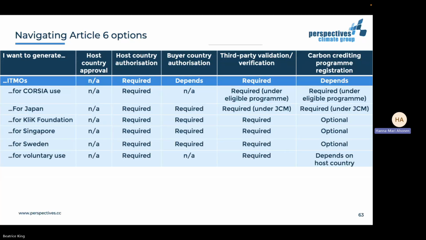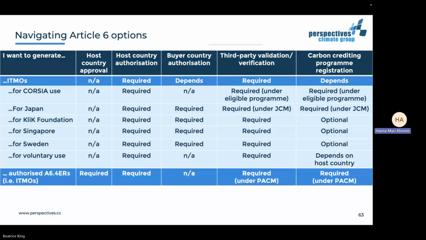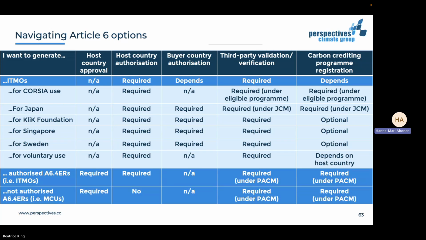Now, if you want to generate Article 6.4 ERs under the PACM, and you want them to be authorized as ITMOs, you have to tick both the ITMO box and the PACM box. So you always need the host country approval for PACM. You'd have to have an authorization if you want an ITMO, but if you want an MCU, you don't need it, and you actually shouldn't have one. It doesn't make sense. Actually, if you want to sell ITMOs from PACM to Sweden, you do require authorization as well. And then you would need to use verifiers under the PACM and use all of the requirements and registration under the PACM by definition. So you would need to know who you're selling to, for what purpose, to know which route to take. This is the lesson of this particular slide.